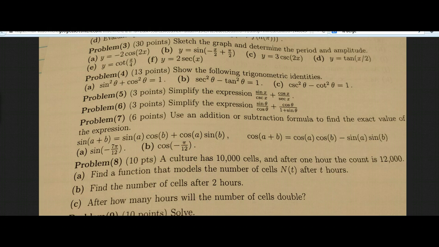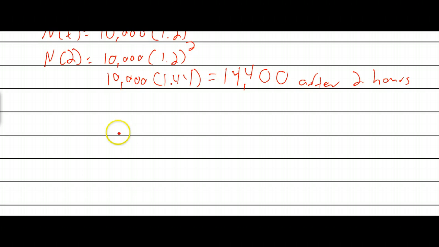Now part C says after how many hours will the number of cells double? Alright, so we want to double it. Now the starting amount doesn't really matter. So let's say we start with 1 cell. You just want to double that. So this will be 2 equals 1.2 to the t power. Now we need to solve for t. This is exponential, right?